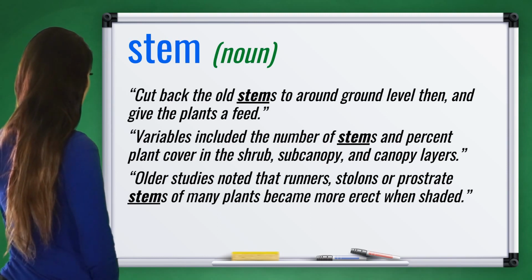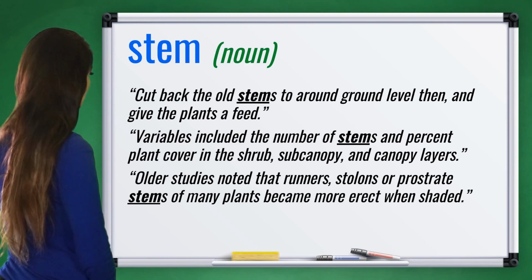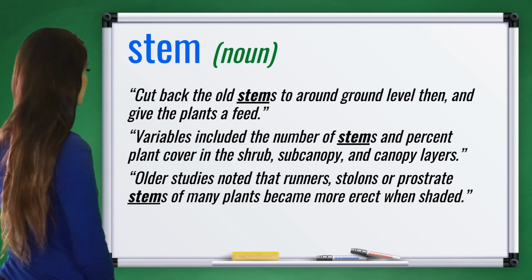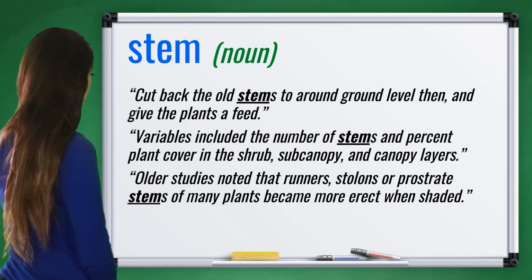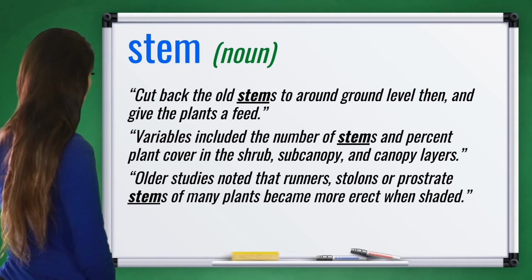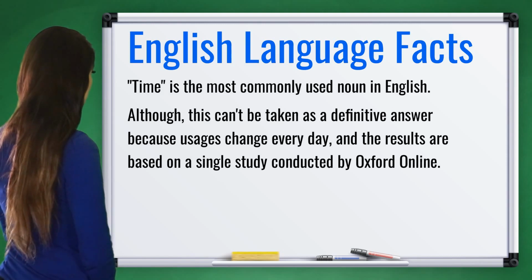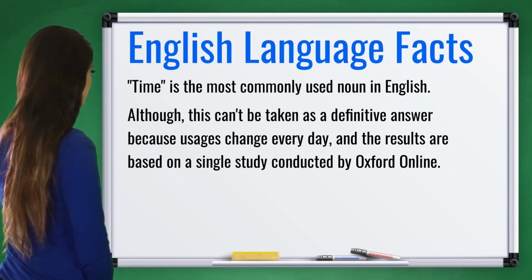layers. The third exemplar. Older studies noted that runners, stolons or prostrate stems of many plants became more erect when shaded. Now, repeat after me. Older studies noted that runners, stolons or prostrate stems of many plants became more erect when shaded.